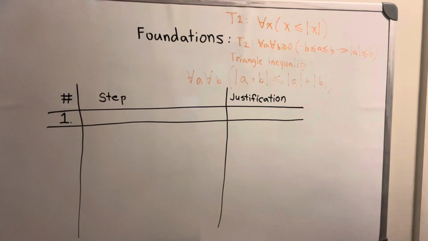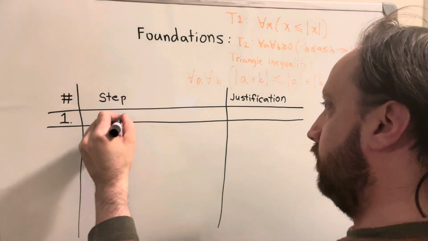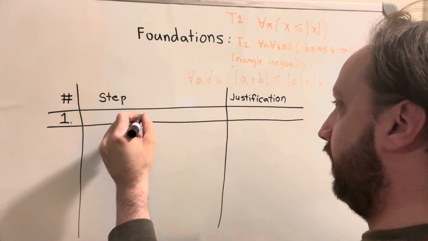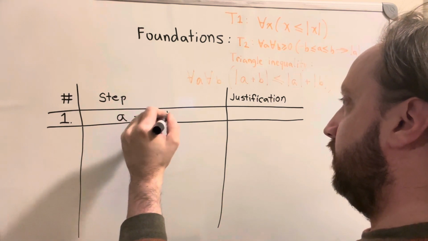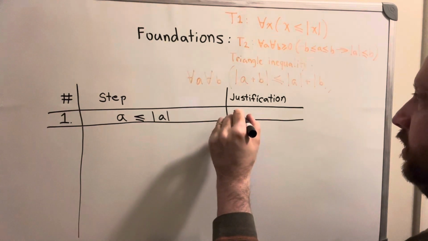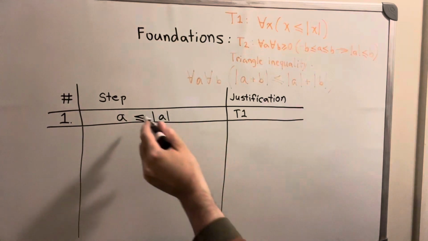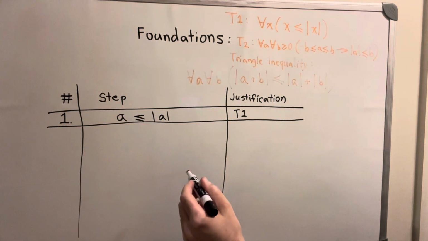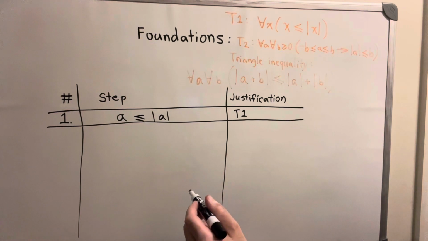Now, let's start out with this. Given any random A, A is less than or equal to the absolute value of A. The justification is Theorem 1, because we proved that this step is valid for all real number values of A.